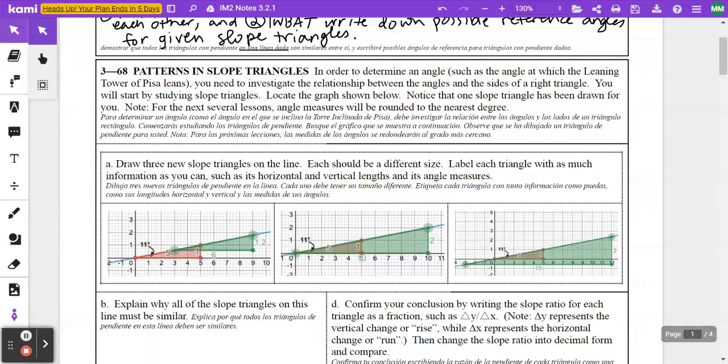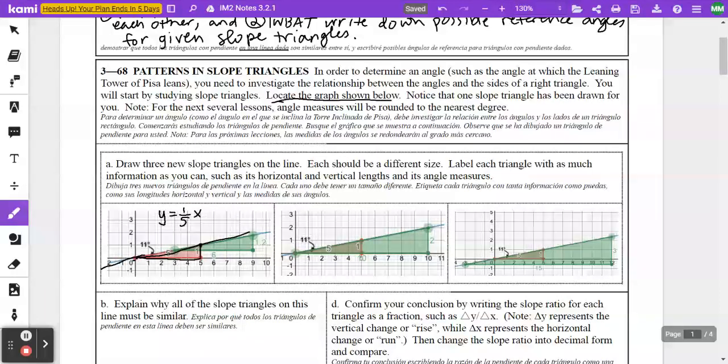Let's locate the graph shown below. Here it is. We're going to notice that one of the slope triangles has been drawn for us, and we are going to draw three slope triangles on the line. Really, we're looking at three triangles that have been drawn for us. But imagine this is your original slope triangle. You have a slope of up 1 over 5. The equation of this line would be y equals 1/5 times x, and the y-intercept is 0, so it's just plus 0.